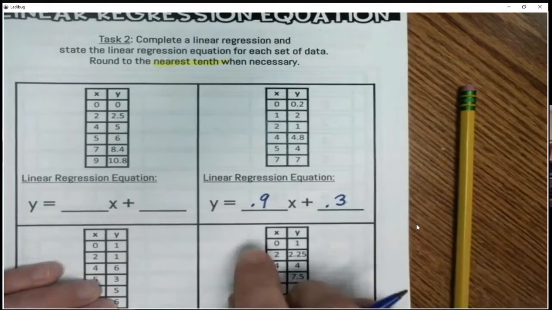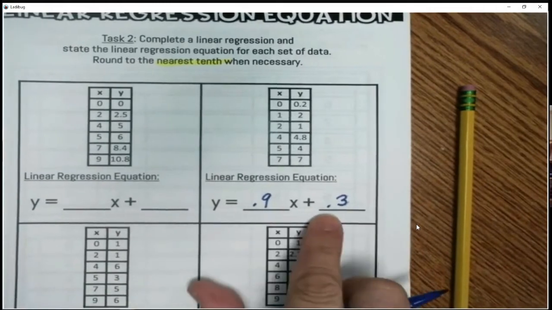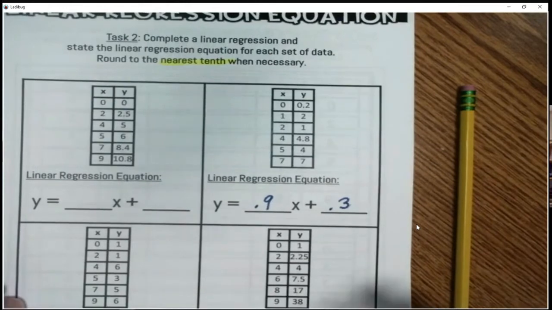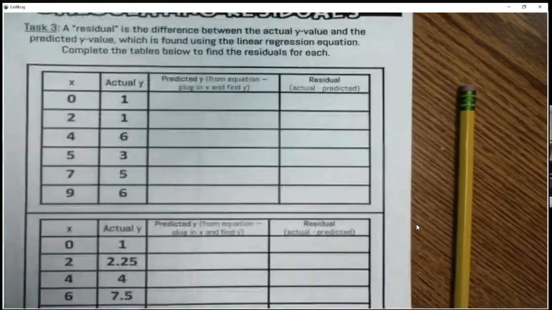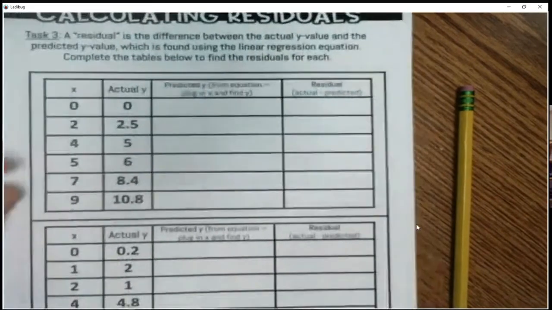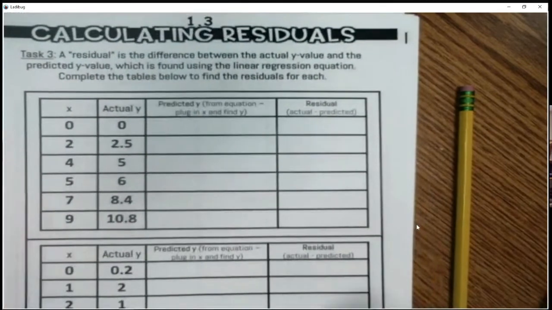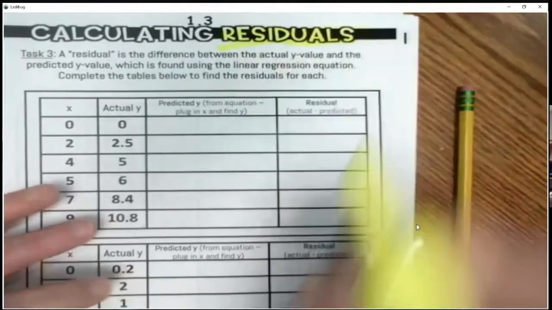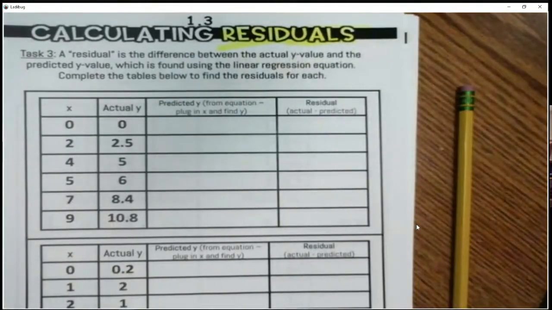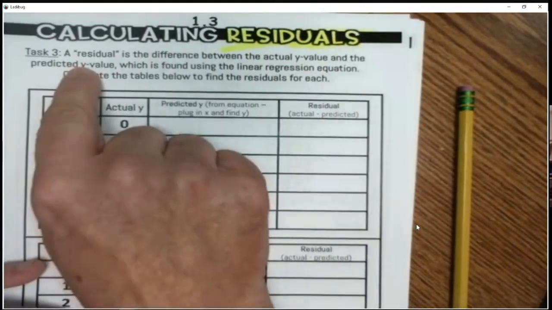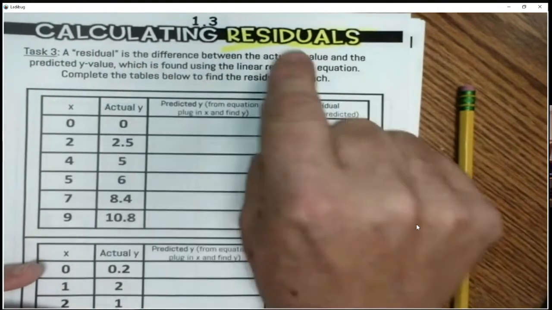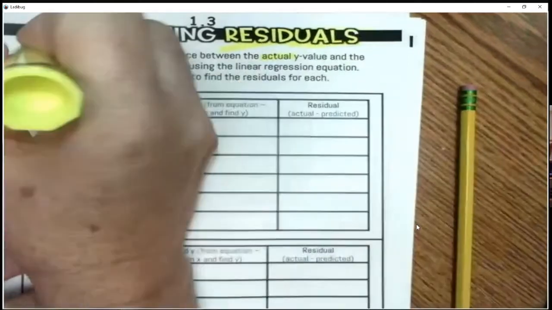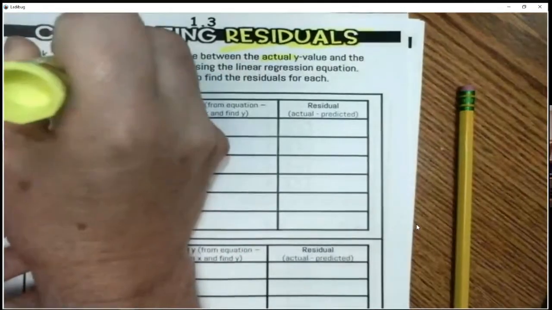So our regression line would be y equals 0.9x plus 0.3, with 0.3 as our y-intercept. Now, taking that a step further, on the back of this, we're getting to what this week's lesson is about: residuals. I'm going to highlight residuals up there. What is a residual? A residual is the difference between the actual, I'm going to highlight actual, and the predicted y values.